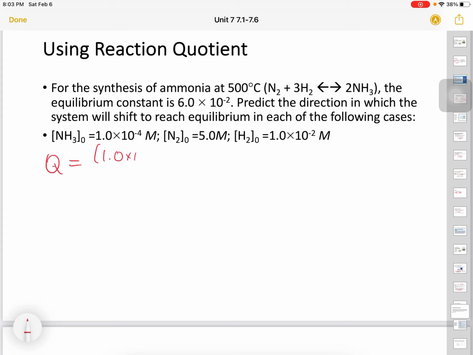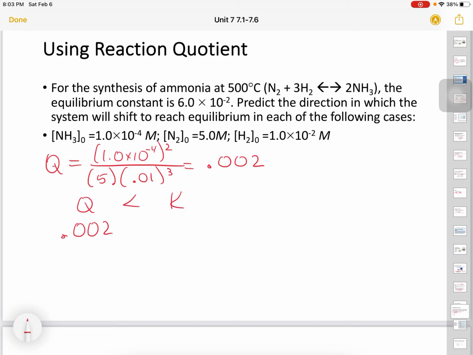Okay, so the numerator would be 1 times 10 to the negative 4th. That's my ammonia squared, divided by my nitrogen concentration of 5, that's the first power. And then my hydrogen concentration would be cubed. And this comes out to 0.002. So Q is less than K because 0.002 is less than 0.06. So what that means is I have a denominator that is larger than it should be and a numerator that is smaller than it should be. So I have too many reactants for this system to be at equilibrium and not enough product.